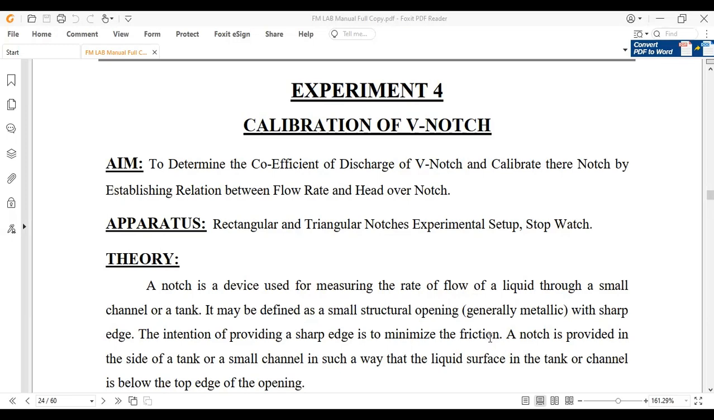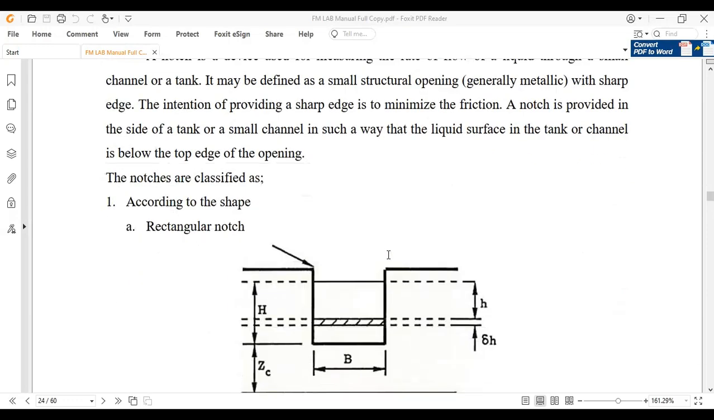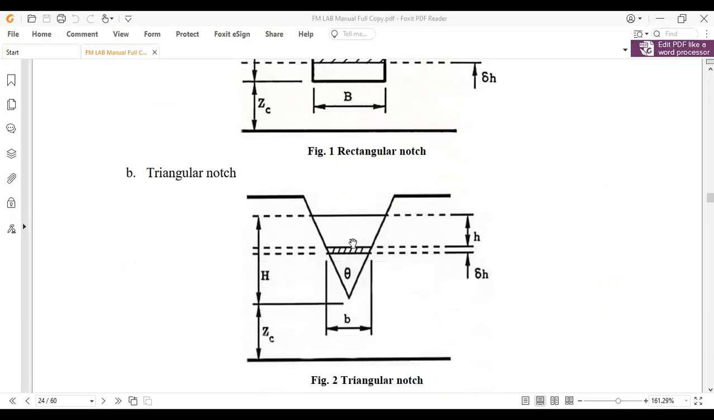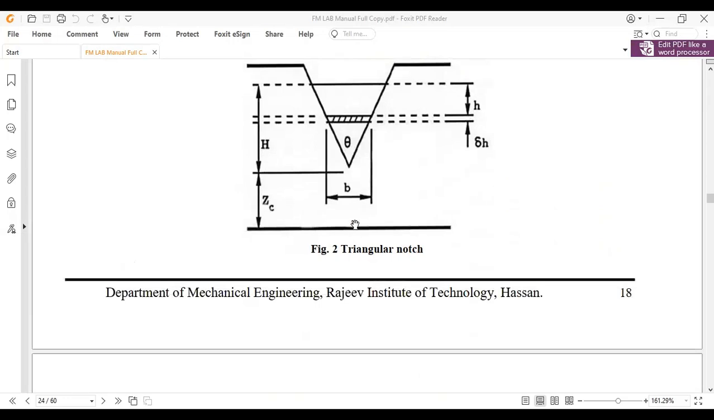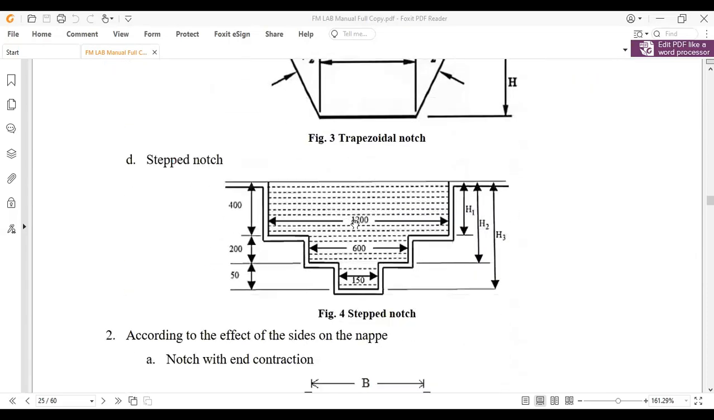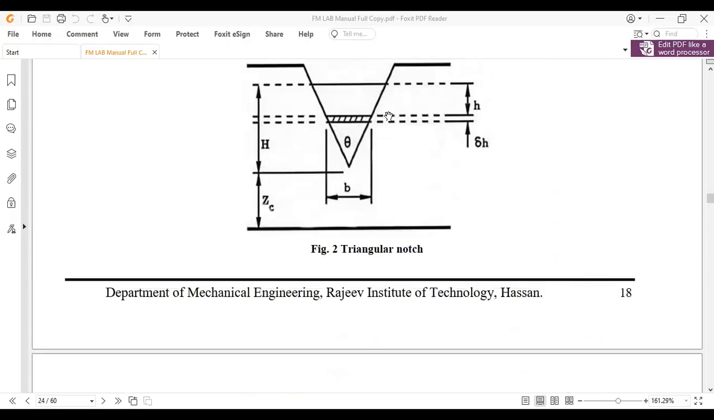Okay, the demonstration of calibration of V-notch is over. How to conduct the experiment, the steps, all those things we explained. Now we are going to discuss how to do the calculation part of the V-notch. There we discussed the different shapes of the notches: rectangular notches, square notches, V-notches. In our lab, for our syllabus, we have a V-notch at 90 degrees. The angle between these two edges is 90 degrees.